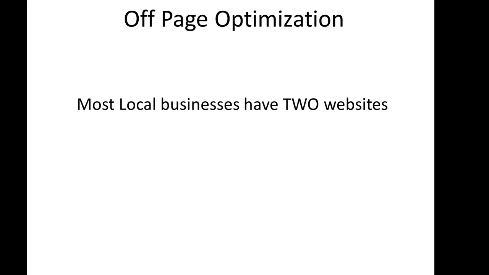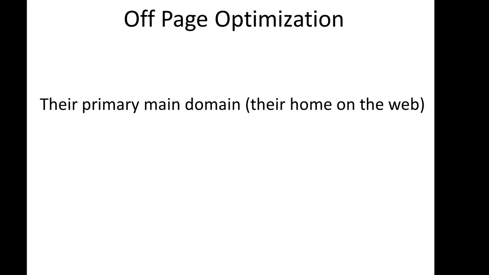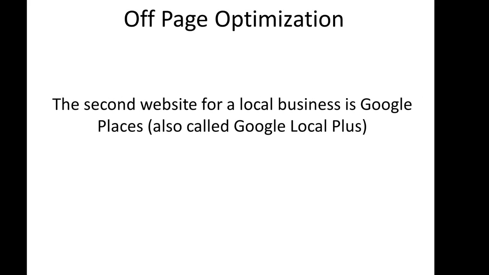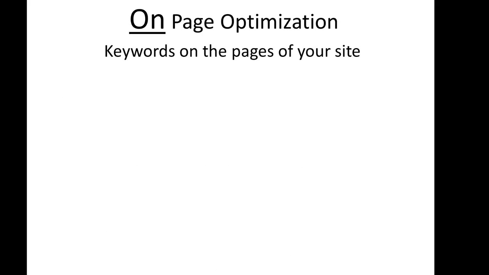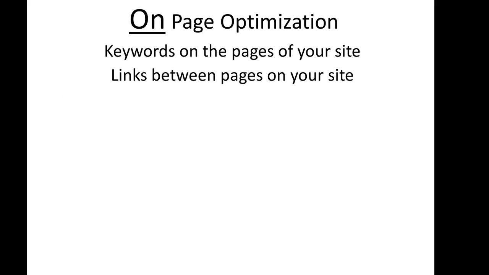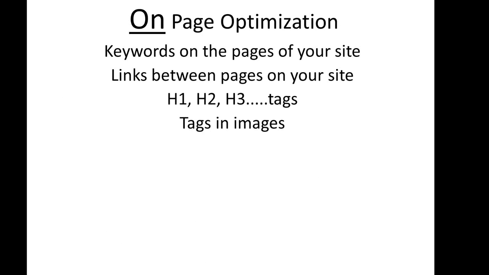Most local businesses actually have two websites. The first website is their main website, that's their home on the web, and the second one is Google Places, which was recently changed to Google Local Plus. So on-page optimization is basically the keywords on the pages of your site, the links between pages of your site, the different tags that we put inside the text on your site, basically telling the search engines what is important, what the page is about.